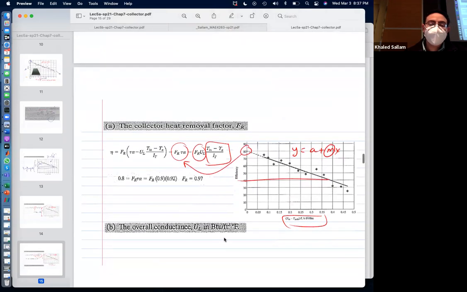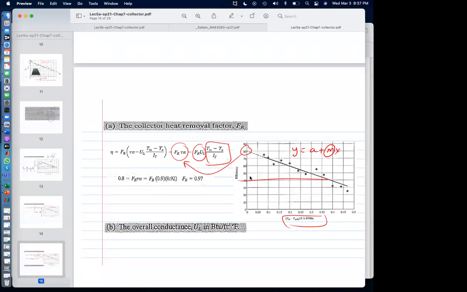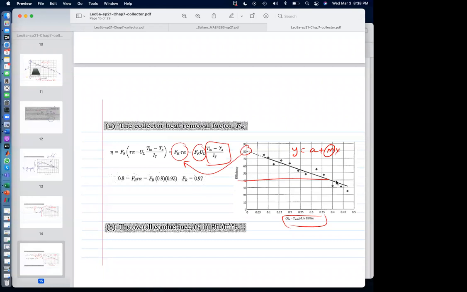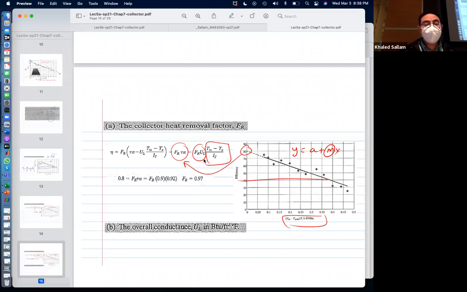And then he said, calculate UL. Well, the slope of the curve, how can I calculate the slope? I was just explaining this to my daughter this weekend because she is in Y by X. Yeah, delta Y over delta X. The slope is delta Y over delta X, right? So you get this and you divide over this. And so what is that slope? FRUL, and we just calculated FR, so we can get UL out of it.